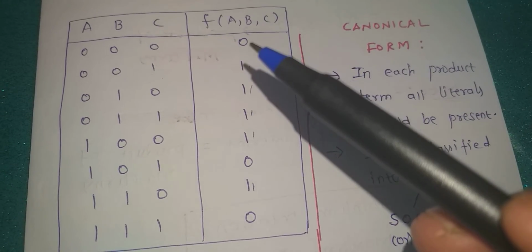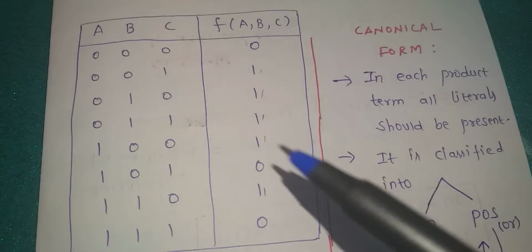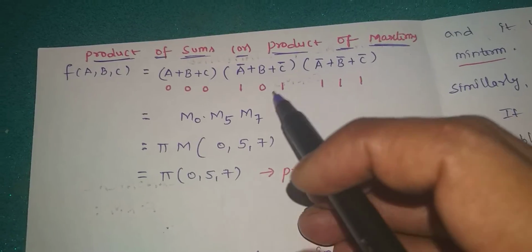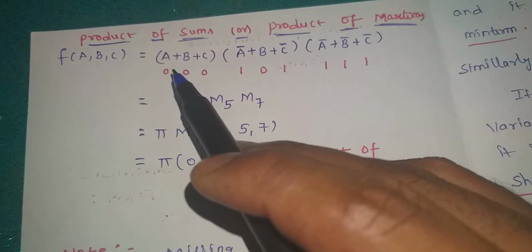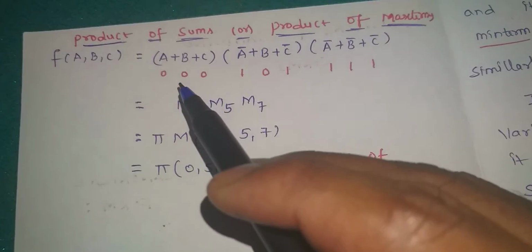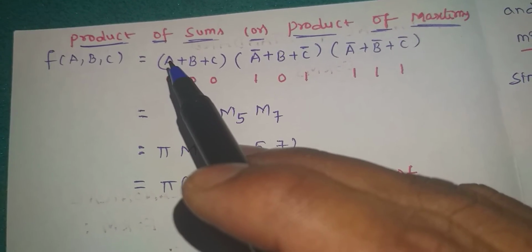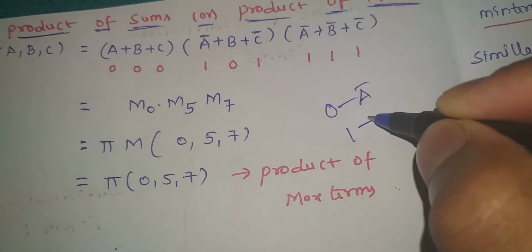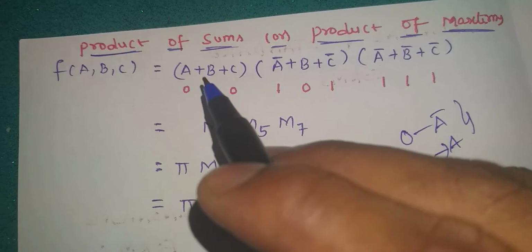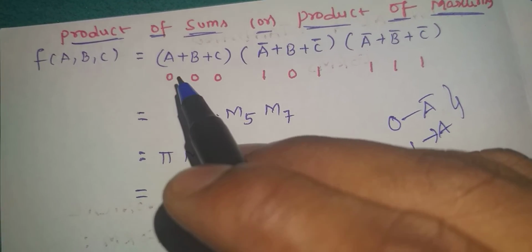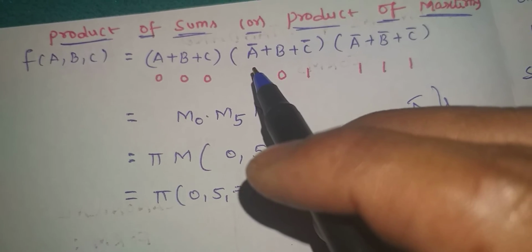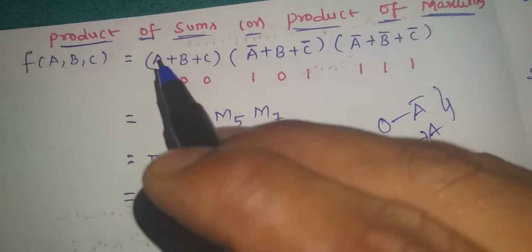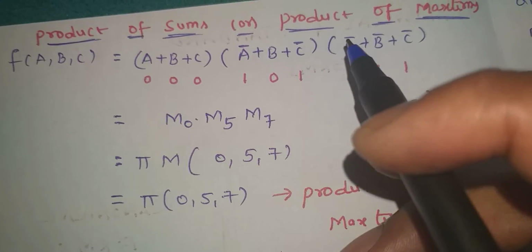To write product of max terms, you have to consider zeros. The zeros are in the 0th position, 5th position and 7th position. So product of max terms is f of a, b, c equals 0, 5 and 7. But remember, in product of max terms, you should write exactly opposite to the min terms. In a min term, 0 is written as A bar and 1 is written as A. Is it clear? In max terms it is exactly opposite: 0 is written normally and 1 is written as complement. Since it is a product of sums, the sums are to be multiplied.